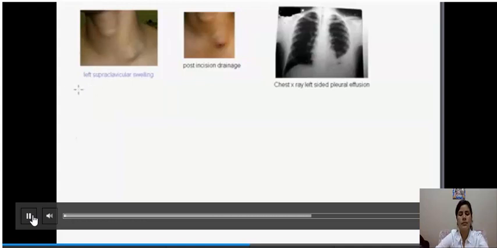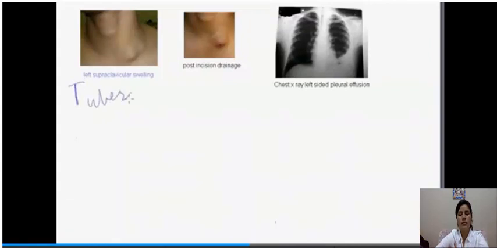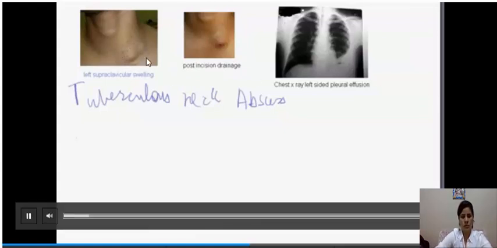This is a case of tuberculous neck abscess. The patient is a young male, about 25 years old, presented with a swelling over the lower part of the neck. This is the swelling, just above the clavicle, supraclavicular area.